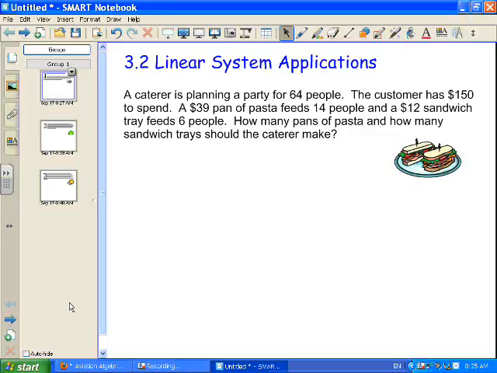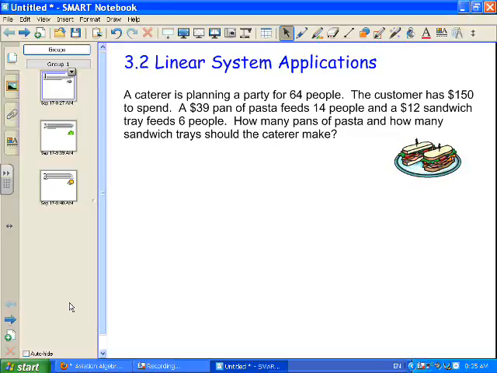A caterer is planning a party for 64 people. The customer has $150 to spend. A $39 pan of pasta feeds 14 people, and a $12 sandwich tray feeds 6. How many pans of pasta and how many sandwich trays does the caterer need to make?